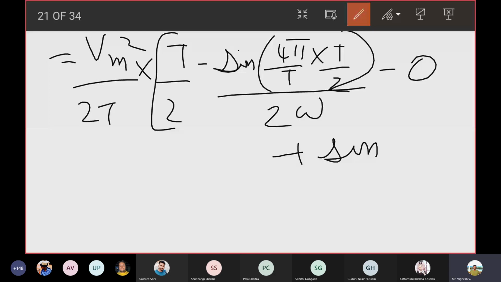Anyone found out the answer? Vm square by 4, sir. That is VRMS square, right? So what would VRMS be? Vm by 2. Excellent. T by 2 minus sine 4 pi by T into T by 2 divided by 2 omega, minus 0 plus sine 0 by 2 omega. This is straightforward.